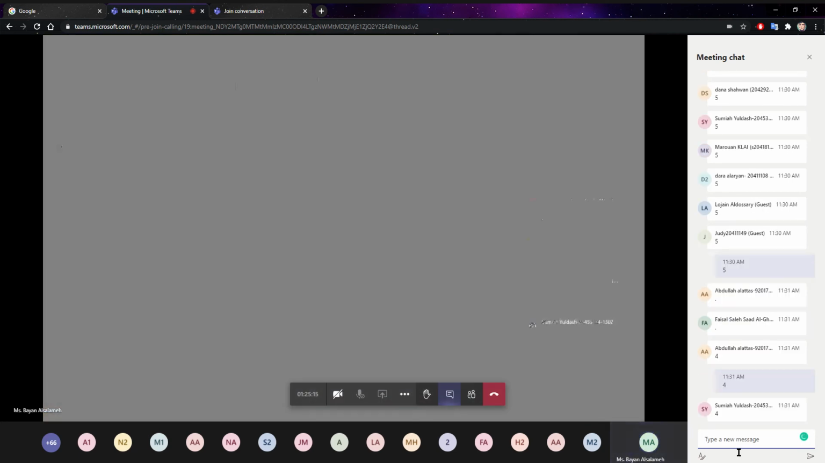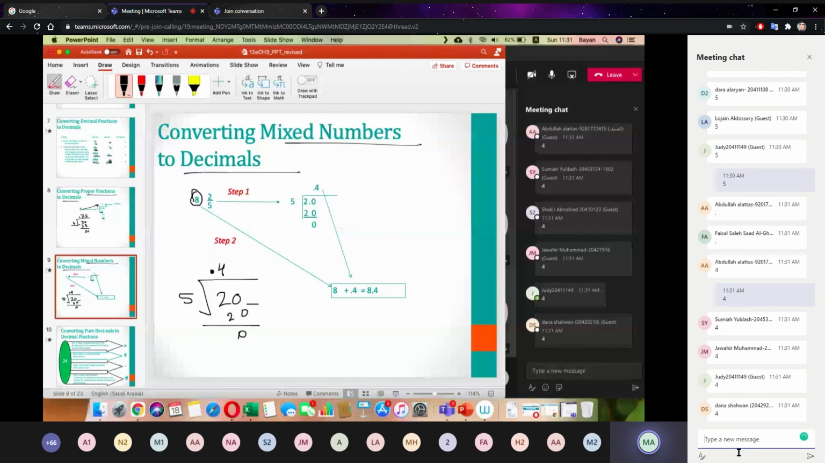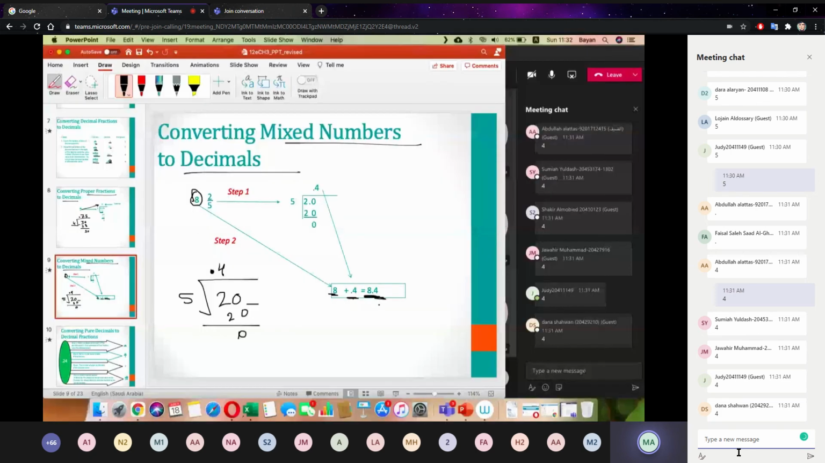Any value multiplied by 5 give you 20. Yes, 4. Now we multiply 4 by 5 will give you 20. So 20 minus 20 is 0. So then we have a whole number. Don't forget the whole number here. So we have 8 plus 0.4. So the decimal value is 8.4. So 8 with 2 over 5 equal 8.4. Clear?